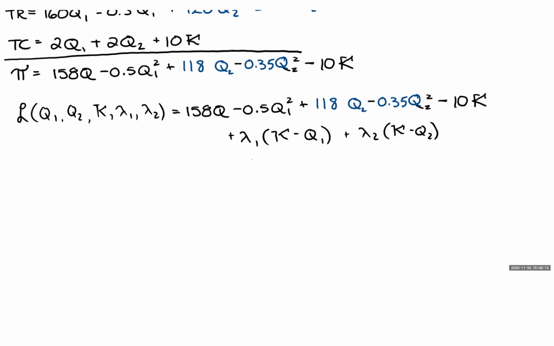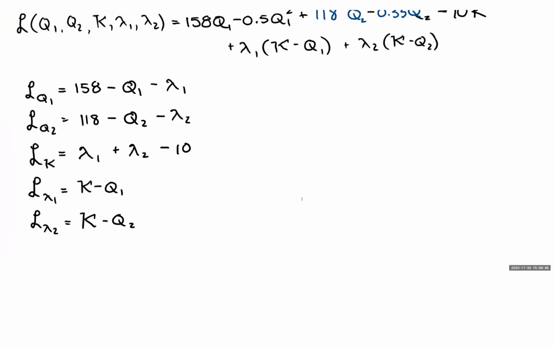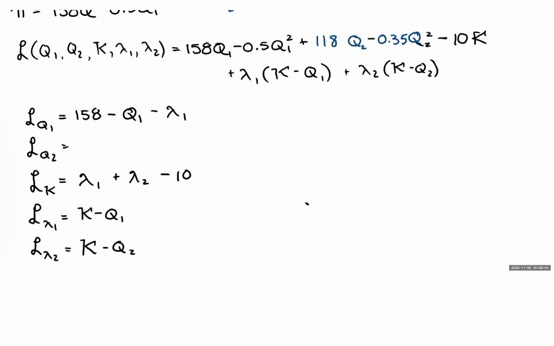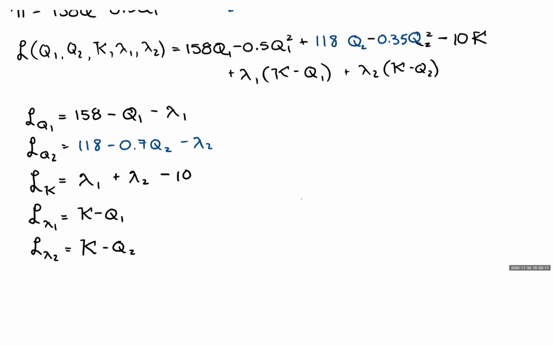Now doing my derivatives, stealing from the previous page. The only derivative that changes is the one for Q2, because that's the only thing that has changed. So what we have here now is 118 minus 0.7 Q2 minus lambda 2. Okay, I did a lot of shortcuts there. Did anybody have any difficulty following those? Let me know and I can give you a summary of what I did. Okay, so those are my derivatives now.